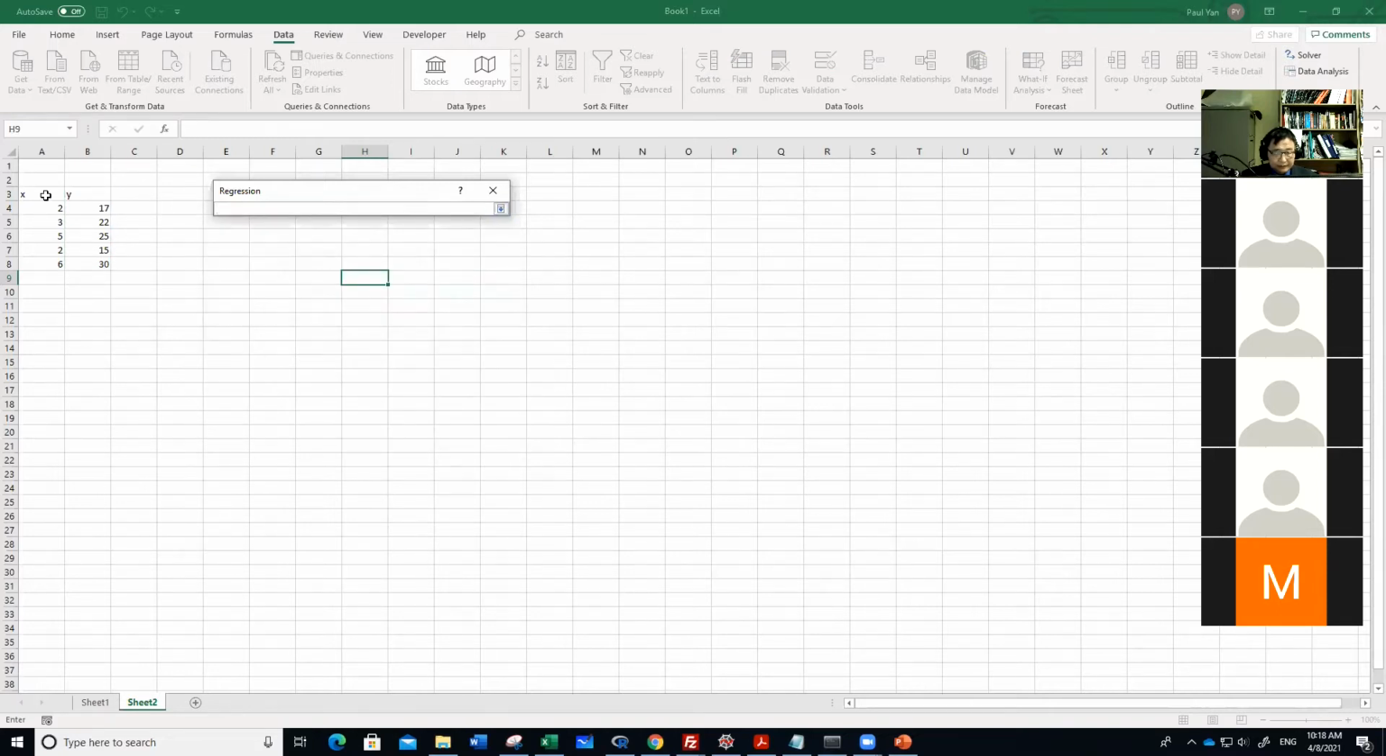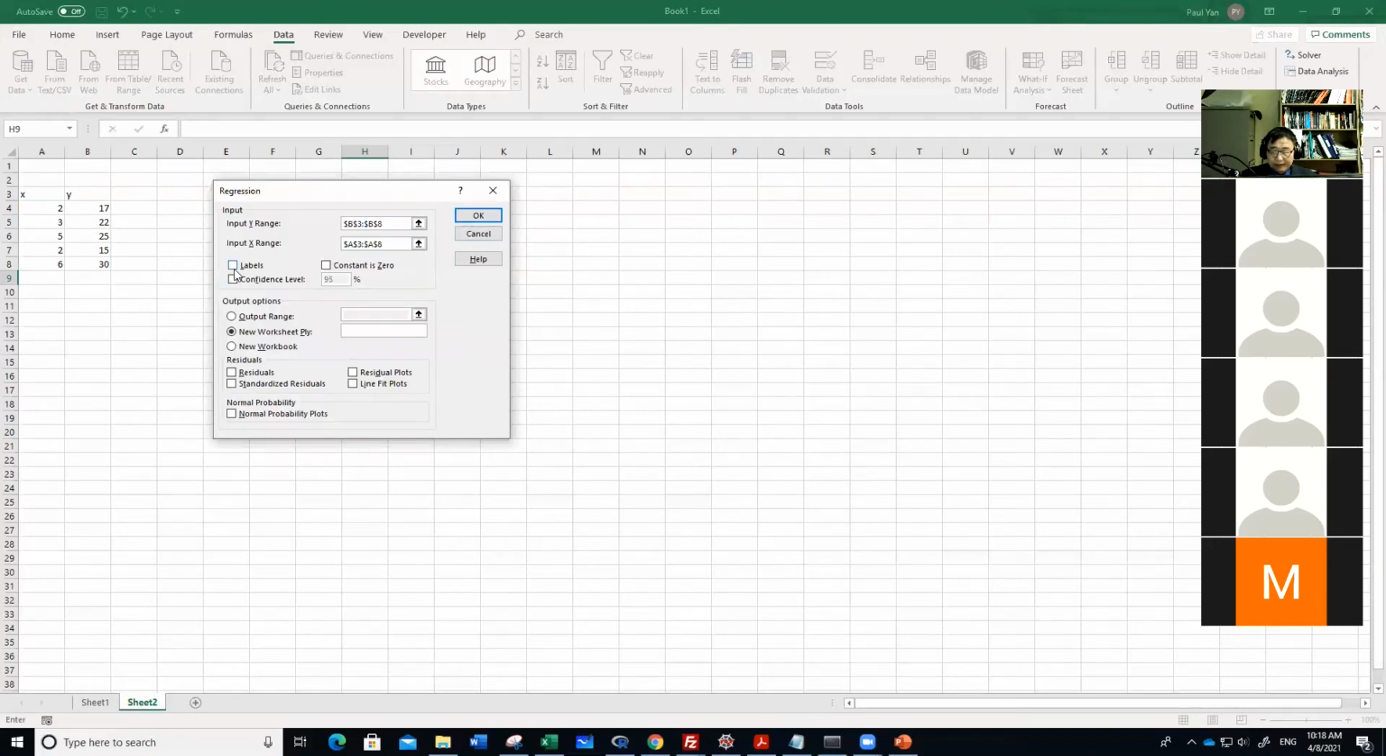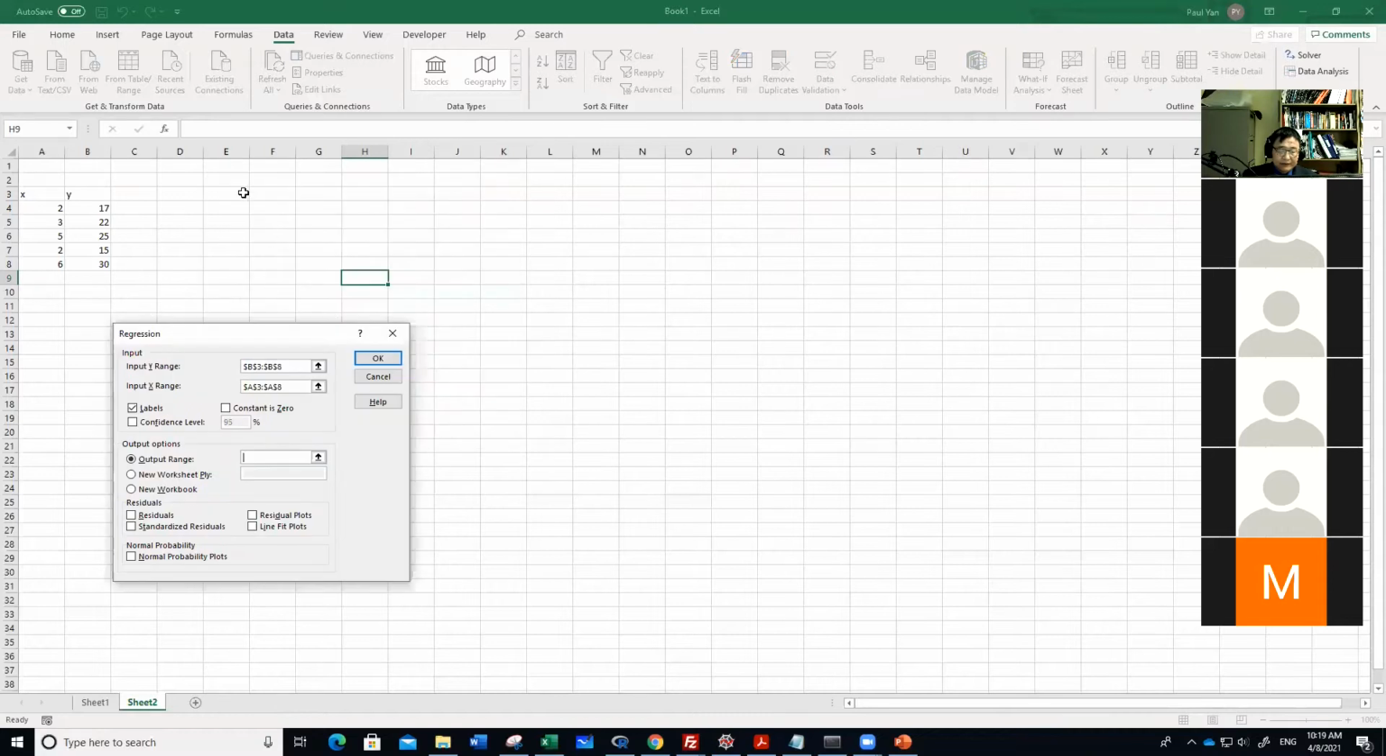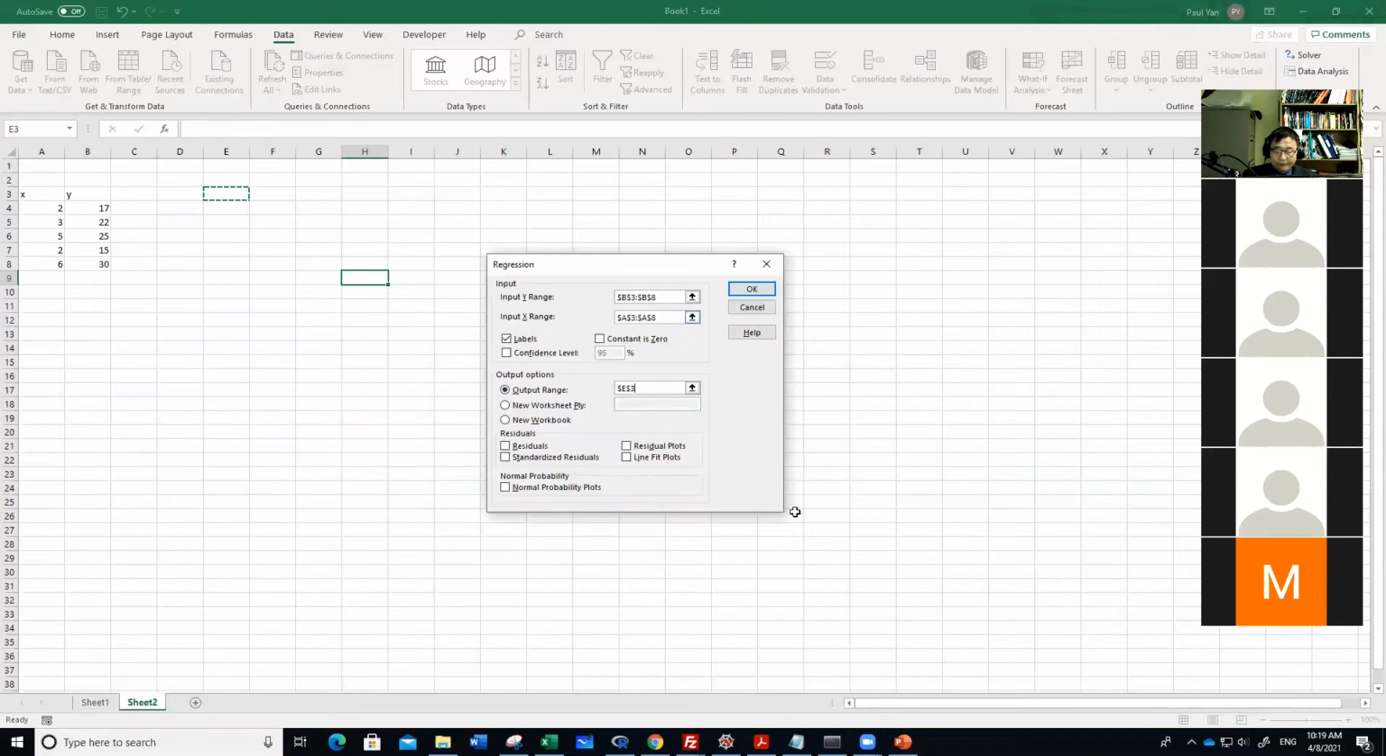I include both labels, then I check Labels. Your labels should be change in exchange rate, and also interest rate differential. And we can output to a new spreadsheet. So usually I choose a location, just randomly choose a cell inside here.